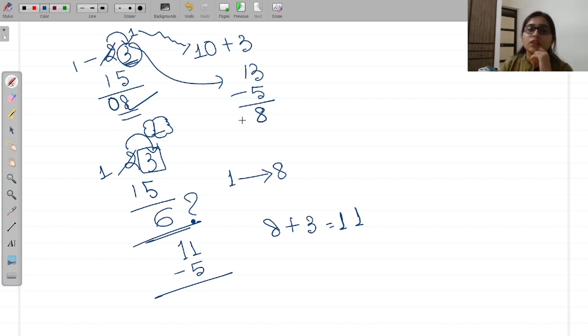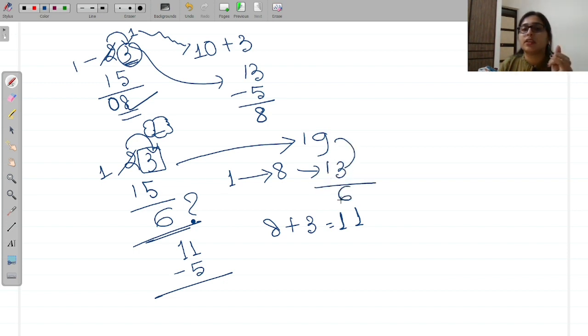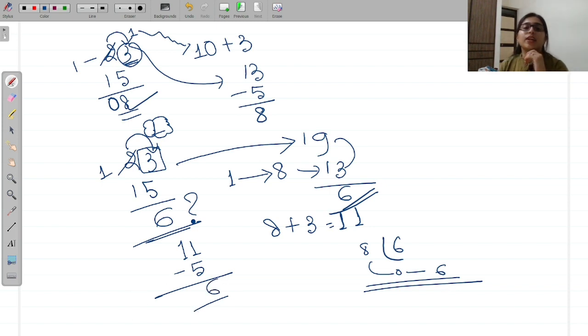Is this the answer? Okay, let us check if it is right or not. So 2 eights are 16 plus 3, 19. This is 8 plus 5, 13. 19 minus 13 is 6. If I convert this into octal also, this will be 6. So did I get the result now?